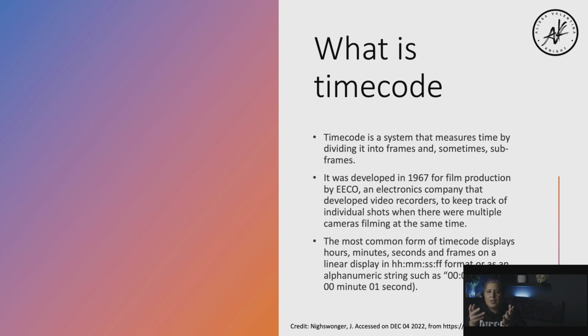So first I'm going to explain exactly what timecode is. Timecode is a system that measures time by dividing it into frames and sometimes subframes. It was developed in 1967 for film production by EECO, an electronics company that developed video recorders to keep track of individual shots when there were multiple cameras filming at the same time.